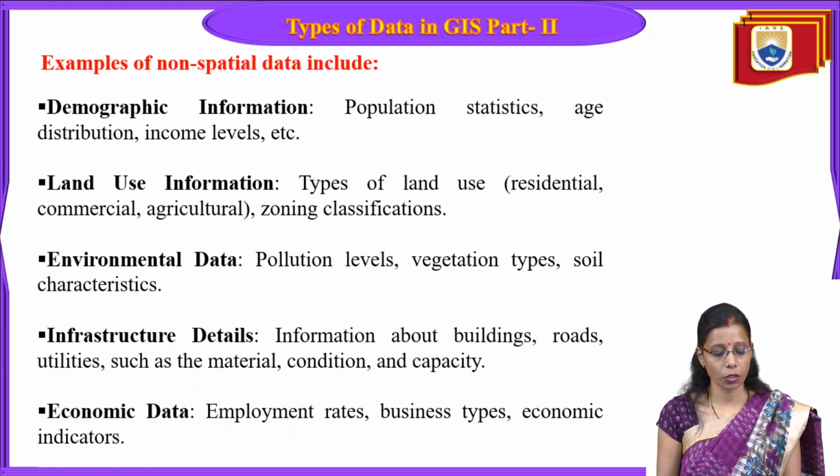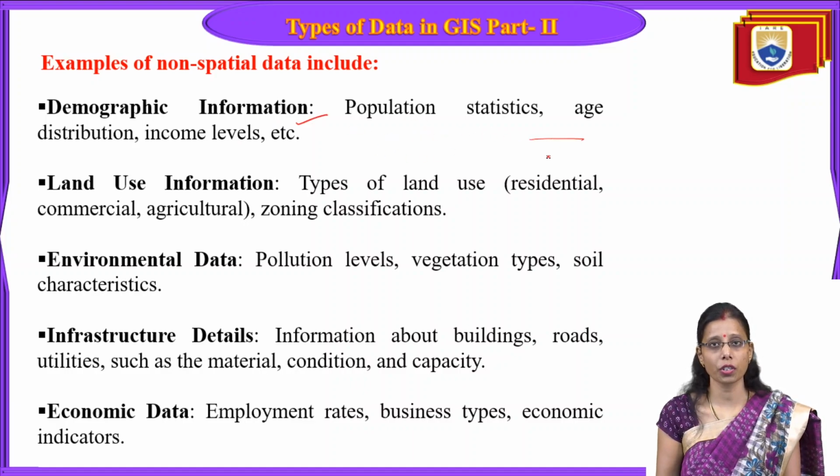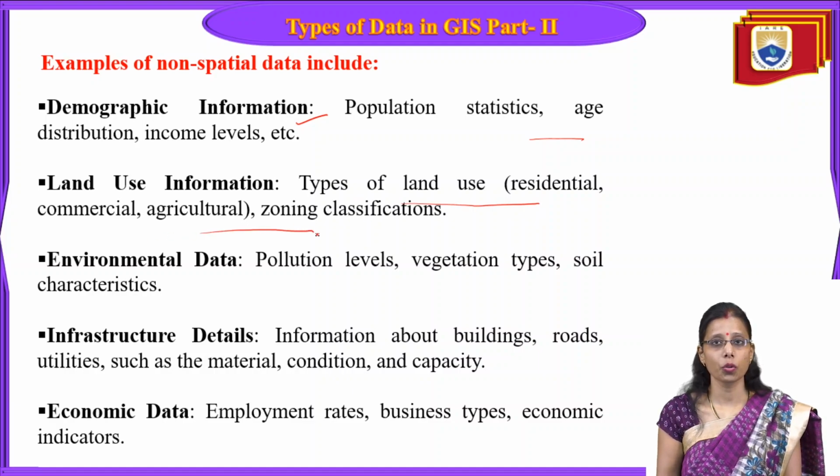Now, what are the examples of non-spatial data? We will just discuss here. So examples of non-spatial data we have is demographic information. In demographic information, you have population statistics, age distribution, income levels, etc. Land use information, we have types of land use: residential, commercial, agricultural, zoning classifications. And environmental data, we have pollution levels, vegetation types, soil characteristics. This all we have in this environmental data.